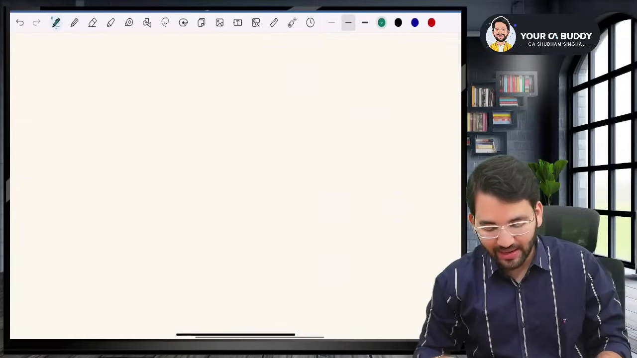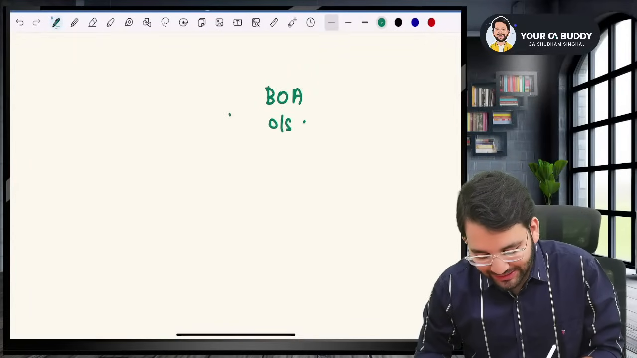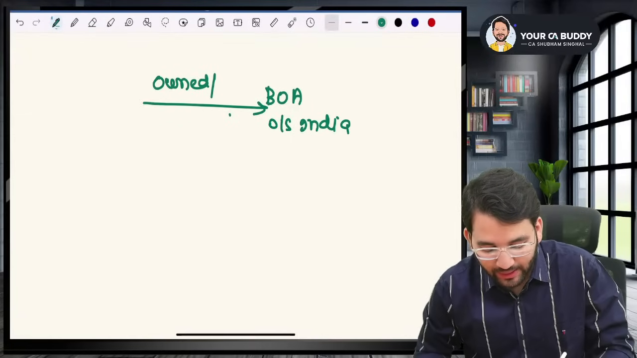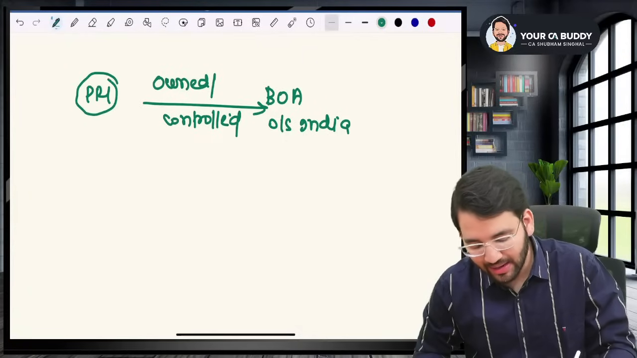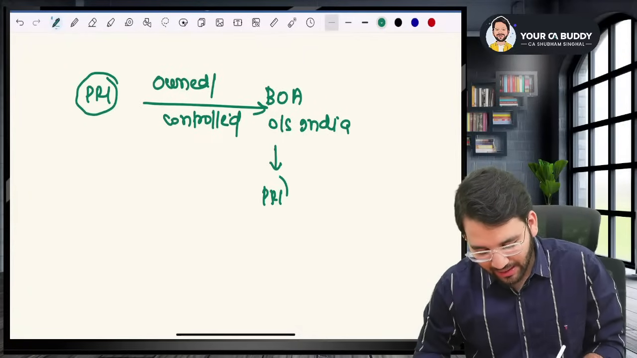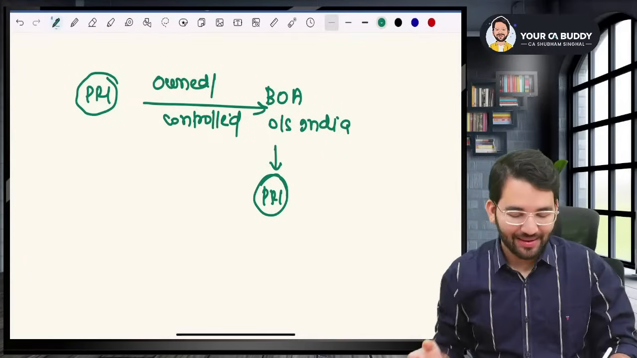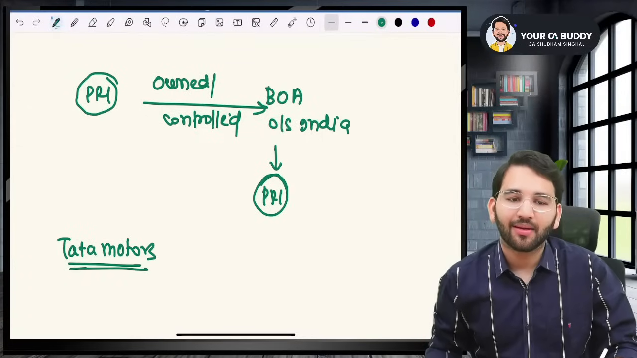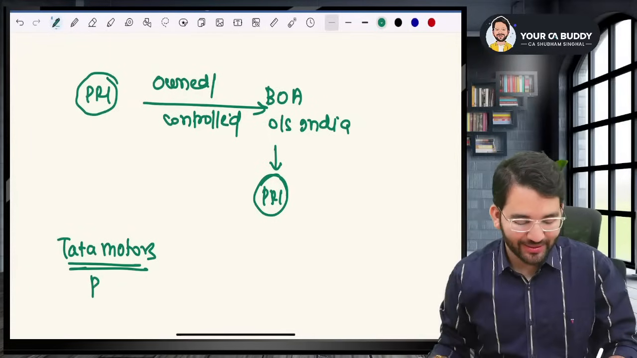Similarly, sir, listen to me very carefully. A branch, office or agency outside India, which is owned or controlled by a PRI, will also be a PRI. What do you mean, sir? I'll tell you an example. Tata Motors. Can you tell me, is Tata Motors a PRI or a PROI? Sir, Tata Motors is a company which is incorporated in India, so it is a PRI.